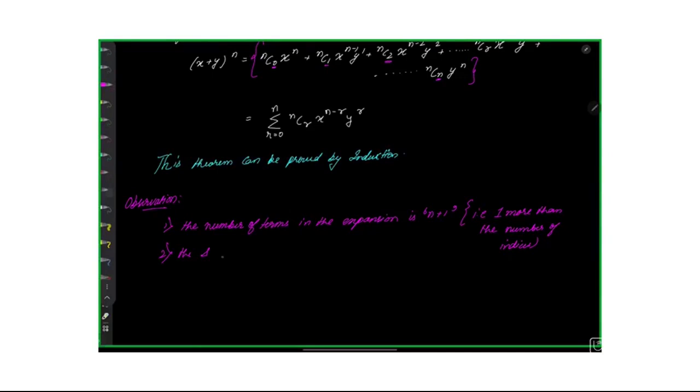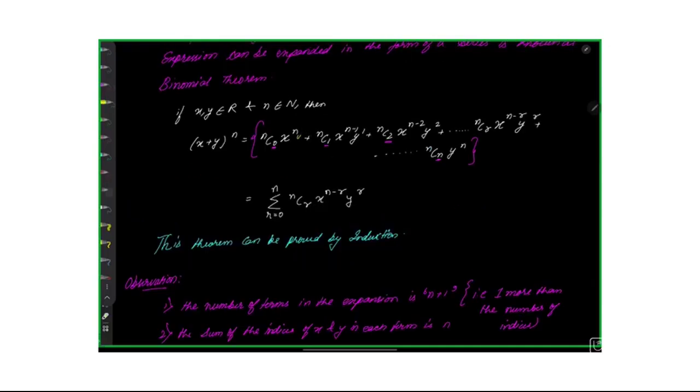The sum of the indices. Indice is nothing but the power. The sum of the indices of x and y in each term is nothing but n. If you notice here, it is x to the power n, y to the power 0. So n plus 0 is n. X to the power n minus 1, y to the power 1. N minus 1 plus 1 is again n. X to the power n minus 2, y to the power 2. N minus 2 plus 2 is again n. The sum of powers of x and y would always be n, right?